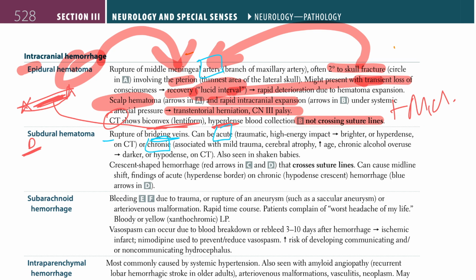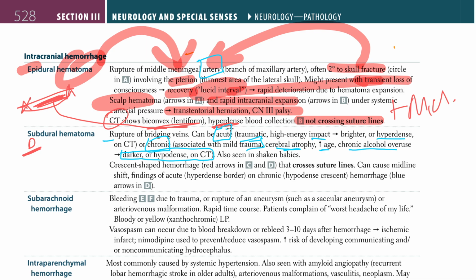So the acute thing is going to be due to the fact that you have a traumatic impact. Okay, that causes a hyperdense lesion on the CT. Or chronically, meaning it's not going to happen acutely, meaning gradually it's going to happen, and which could be associated with, if you don't look at trauma, if you look here, cerebral atrophy. Chronically, it can happen if you have cerebral atrophy, increase in age, chronic alcohol overuse, which will look darker, hypodense on the CT scan.